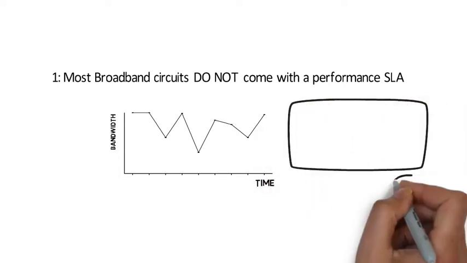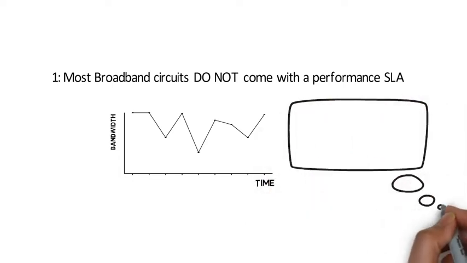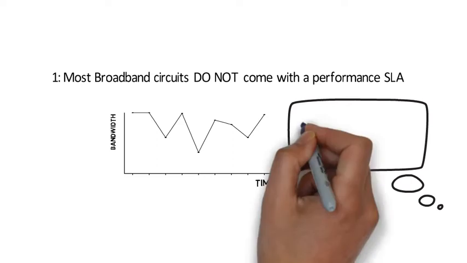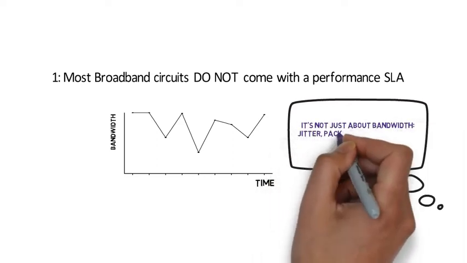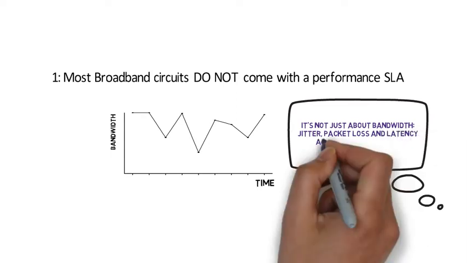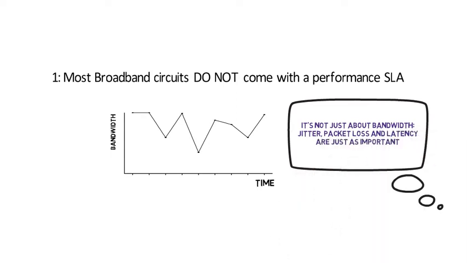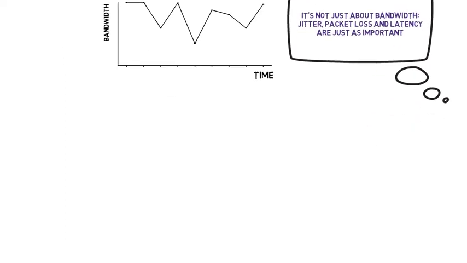A poor quality service may have fluctuating jitter, packet loss, and latency, all attributes that can be measured to determine quality, but rarely do you get any commitment from your supplier to keep these metrics within useful limits on a broadband circuit. Broadband services in general are just not designed to offer consistent quality.